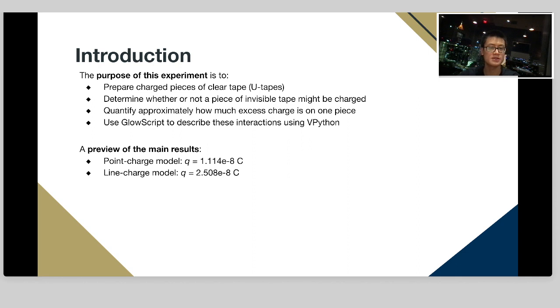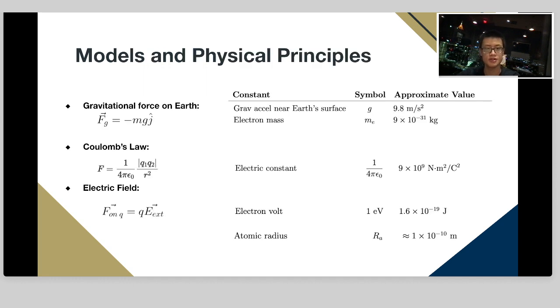We then quantified approximately how much excess charge was in one piece, and then used GlowScript to simulate these behaviors using Web VPython. Shown here are the models and fundamental physical principles employed in this experiment. Newton's second law, Coulomb's law, electric field, gravitational, and electric force were all relevant to this experiment. The equations, specifically Coulomb's law for electrostatic force, could be isolated to solve for a specific quantity such as the charge from an electric field. The relevant physical constants are also shown.